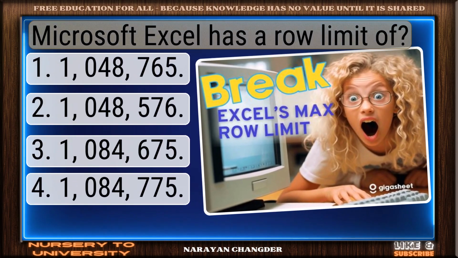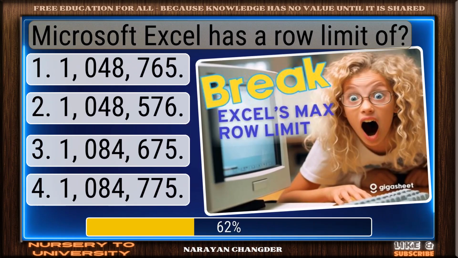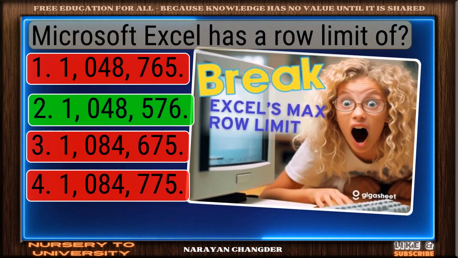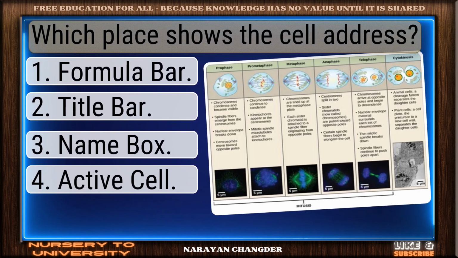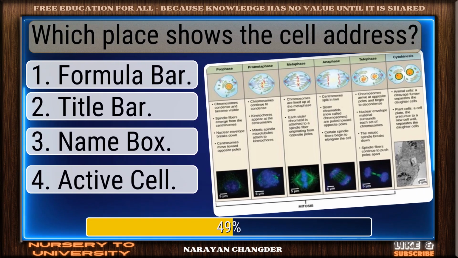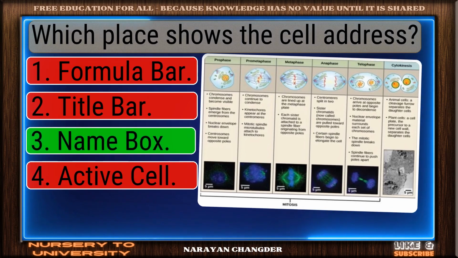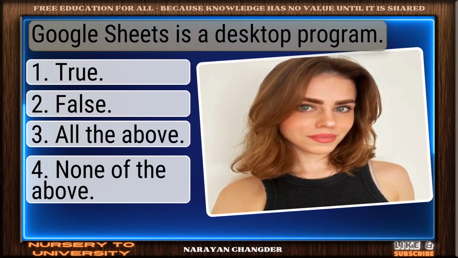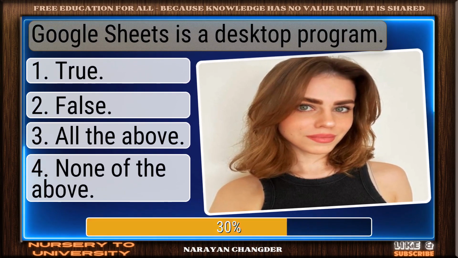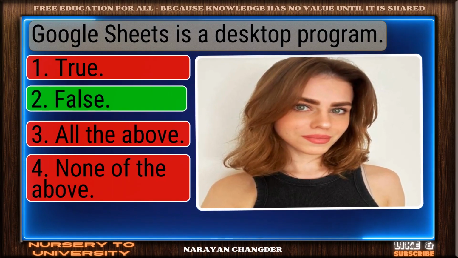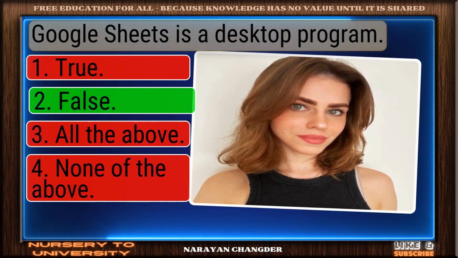Microsoft Excel has a row limit of. Strong choice. 1048576 is the right answer. Which place shows the cell address? Correct. Name box is the right answer. Google Sheets is a desktop program. Nice selection. False is the correct and valid answer.